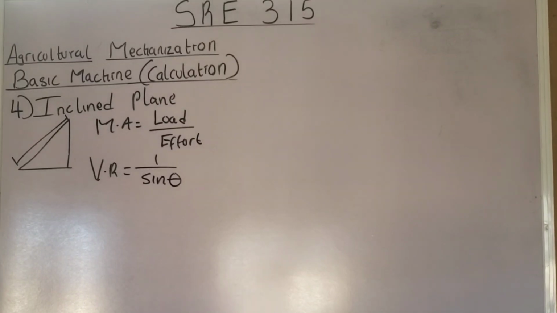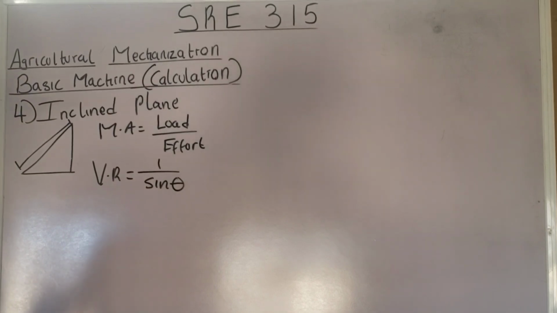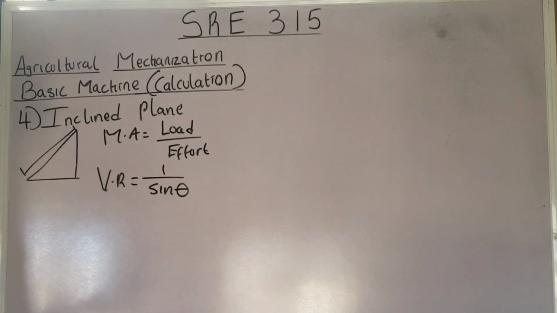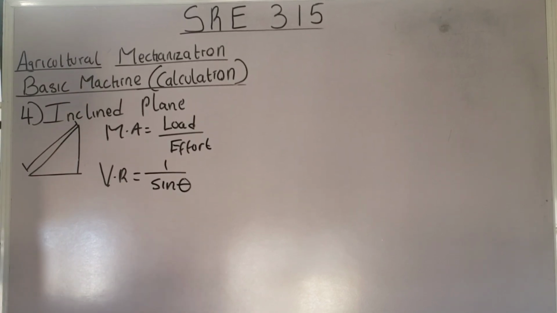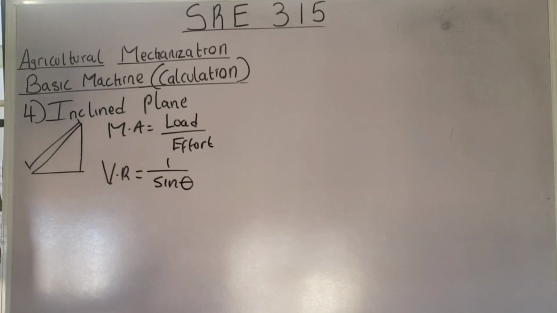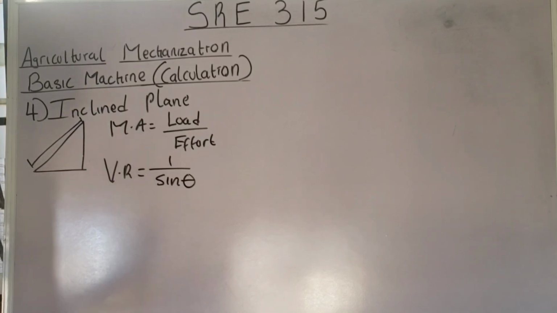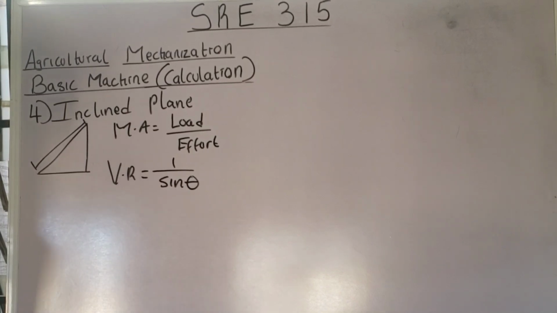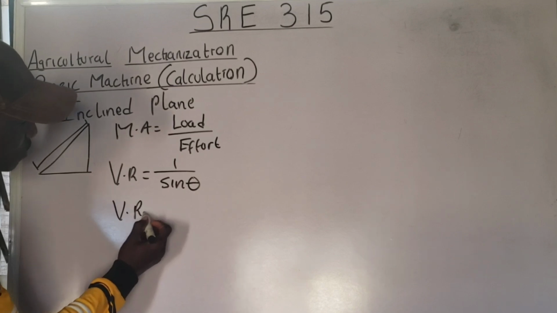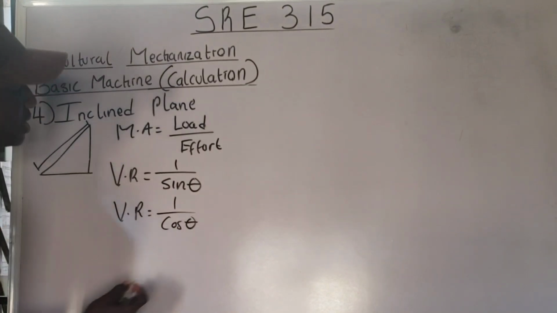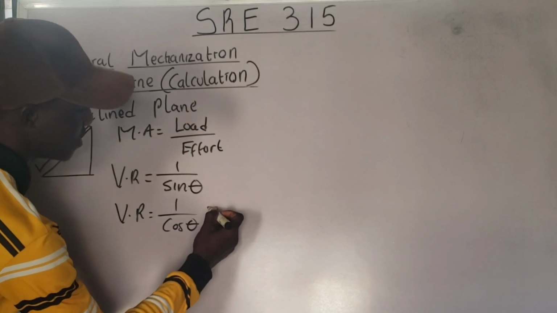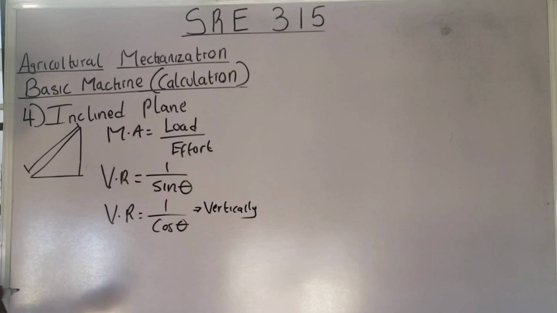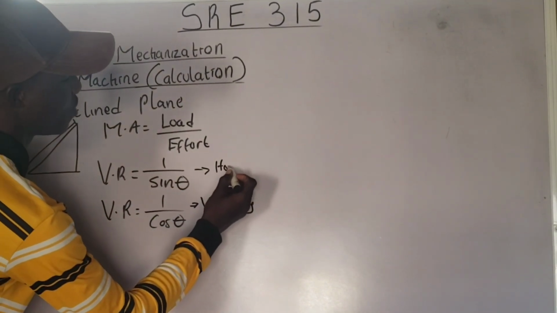Now, there is something that I want you to know. When we are dealing with the velocity ratio of an inclined plane, the velocity ratio depends on the angle of inclination. Pay attention. If the angle is inclined vertically, then the velocity ratio will be equal to 1 over cos theta. Now, if the angle is inclined horizontally, the velocity ratio is 1 over sine theta.